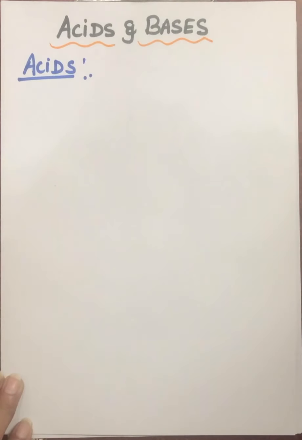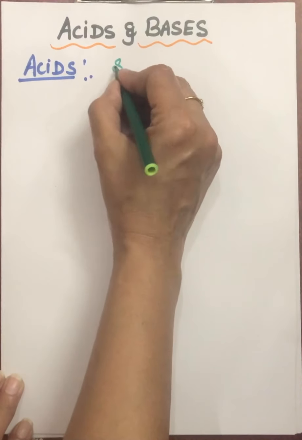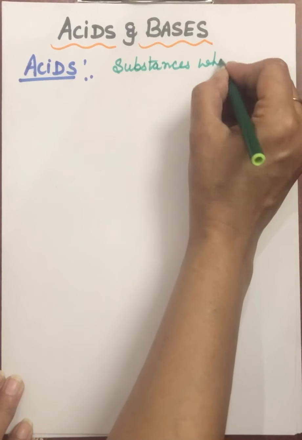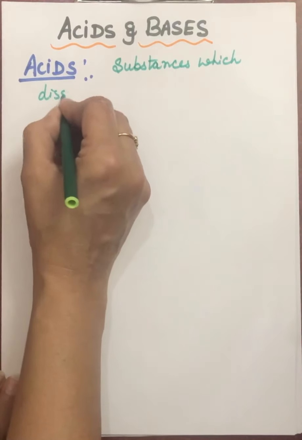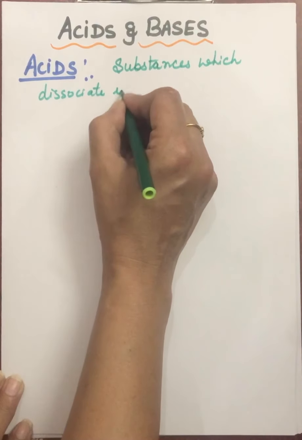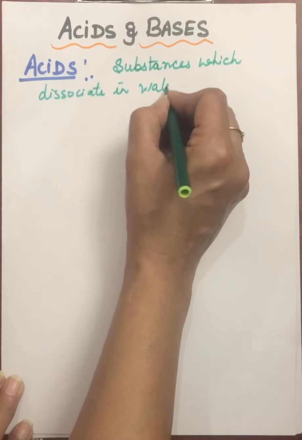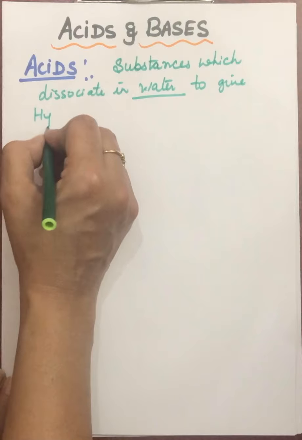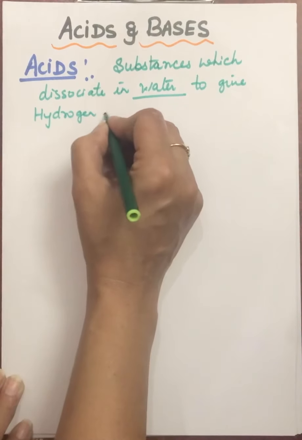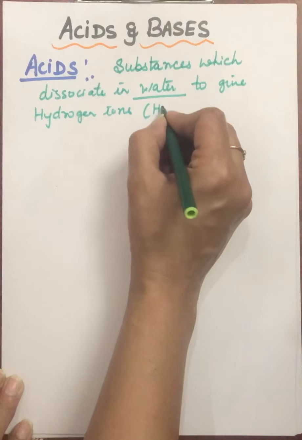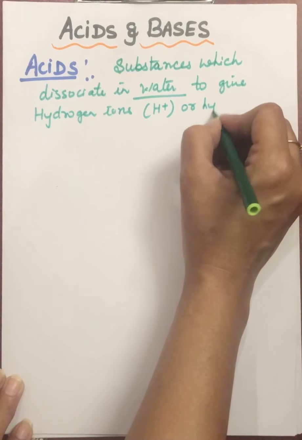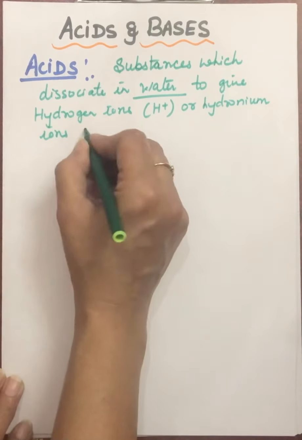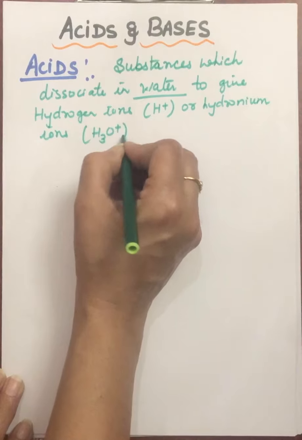What are acids? Acids are substances which dissociate, which means they will break in water. This is very important. They will break in water to give hydrogen ions. Hydrogen ions are H plus, or we can also say hydronium ions, that is H3O plus.